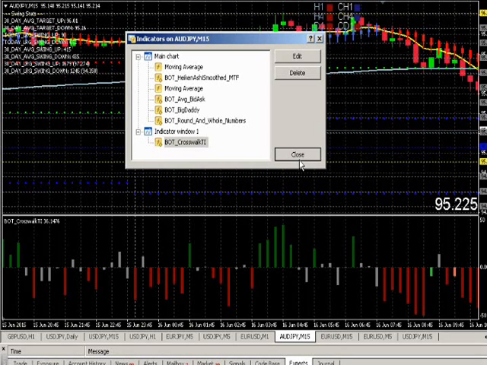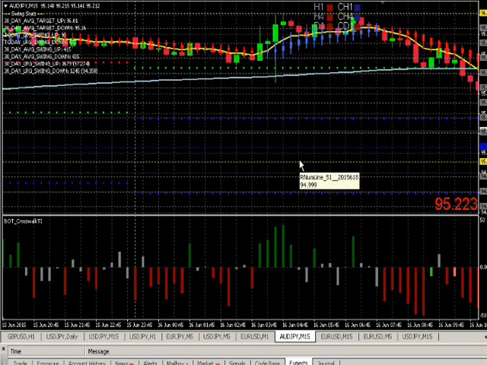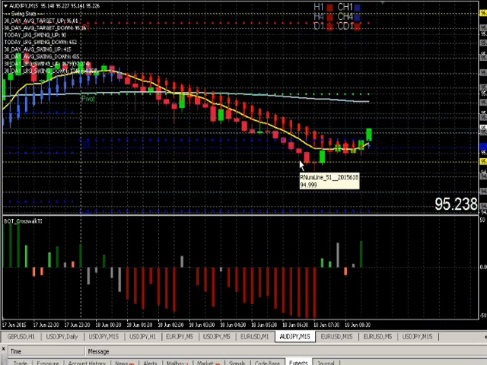Now, this is to enable pop-ups, and if you want to have those pop-ups, then of course you can turn that on. So that just covers configuring the indicator.